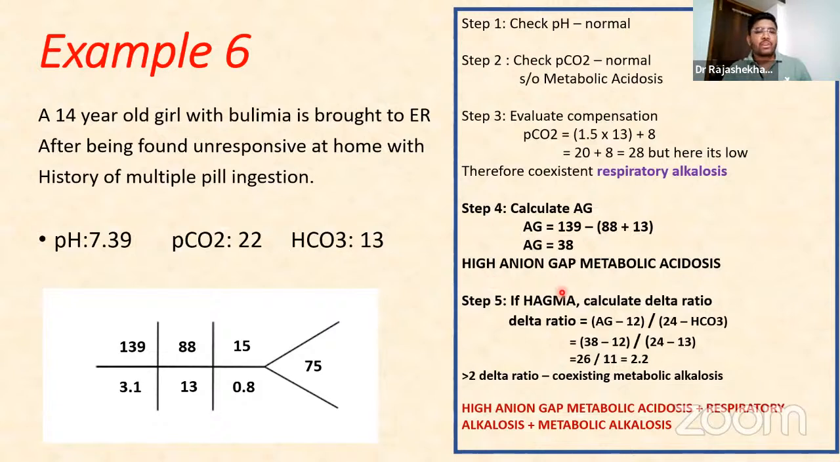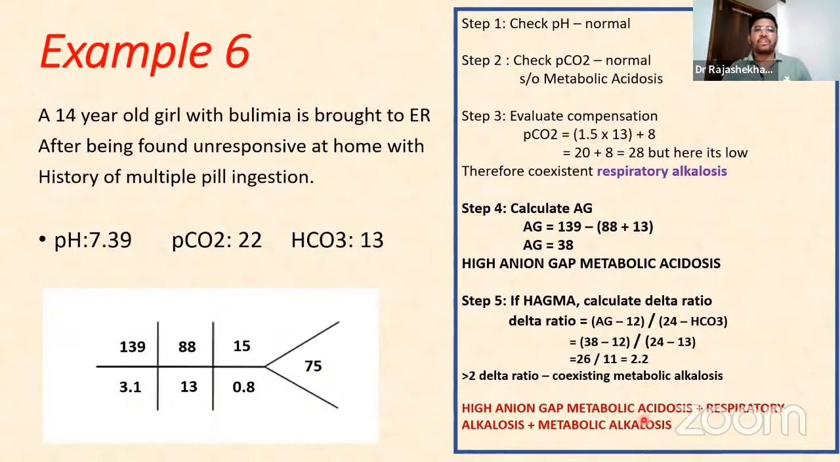To know further, as I told you, in case of a high anion gap metabolic acidosis, calculate the delta ratio. Here, the delta ratio is coming more than 2.2. That means the patient has a coexisting metabolic alkalosis. So this patient has a high anion gap metabolic acidosis. Along with that, the patient has respiratory alkalosis and also metabolic alkalosis. So there are 3 acid-base disorders coexisting in the same patient.